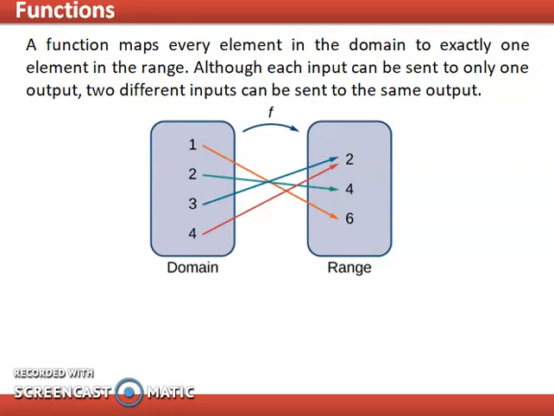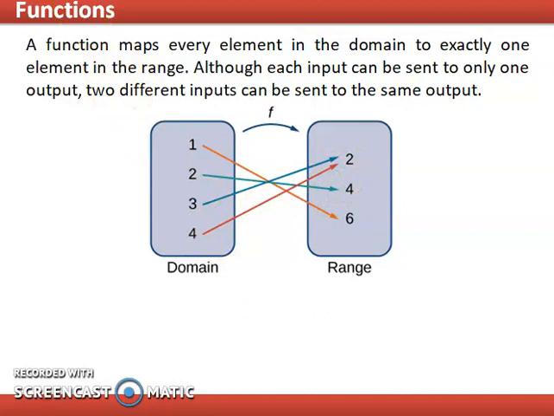A function maps every element in the domain to exactly one element in the range. Although each input can be sent to only one output, two different inputs can be sent to the same output. Okay, so tingnan natin itong 1. So 1 is the input and that is sent to the output. Ito yung output niya, 1. So nag-iisa lang siya. Okay? Itong 2 naman is sent to the output 4. 3 is sent to 2 and then 4 is sent to 2.